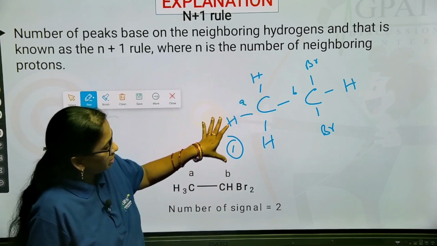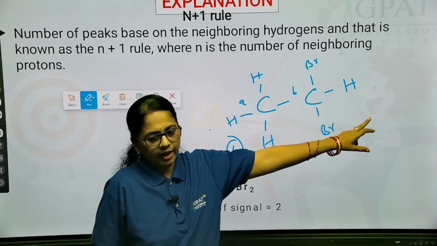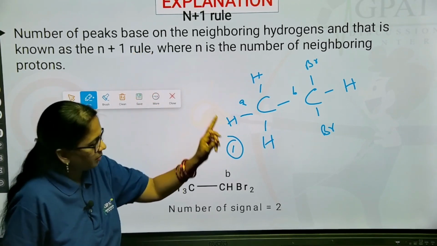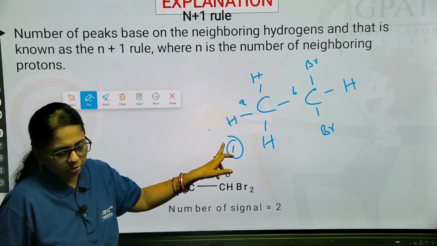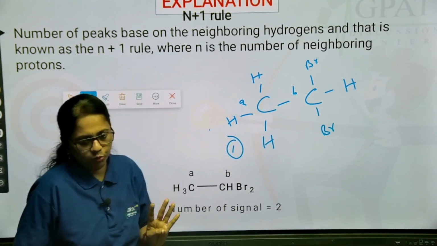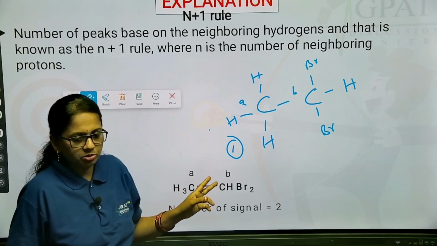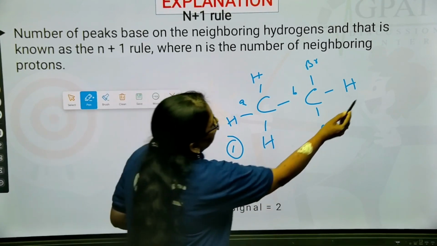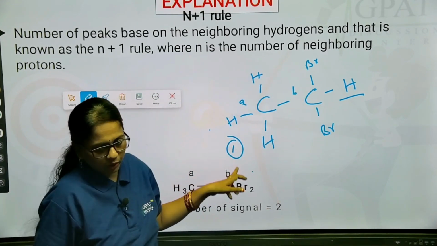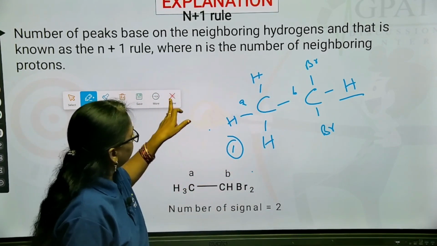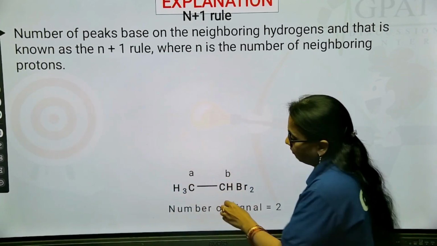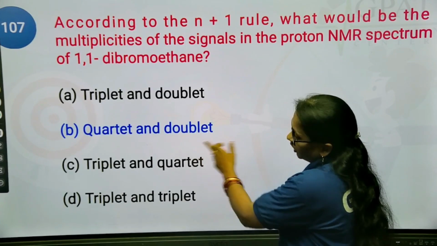But according to these 3, only 1 neighboring hydrogen is there. According to the n plus 1 rule, n is nothing but the neighboring hydrogens, right? So for these 3 hydrogens, only 1 neighboring hydrogen, 3 plus 1, 4. So the splitting you are going to see is a quartet. Then if you consider this hydrogen, these 3 are equivalent, so you apply the n plus 1 rule for only 1 hydrogen; the options are quartet and doublet.